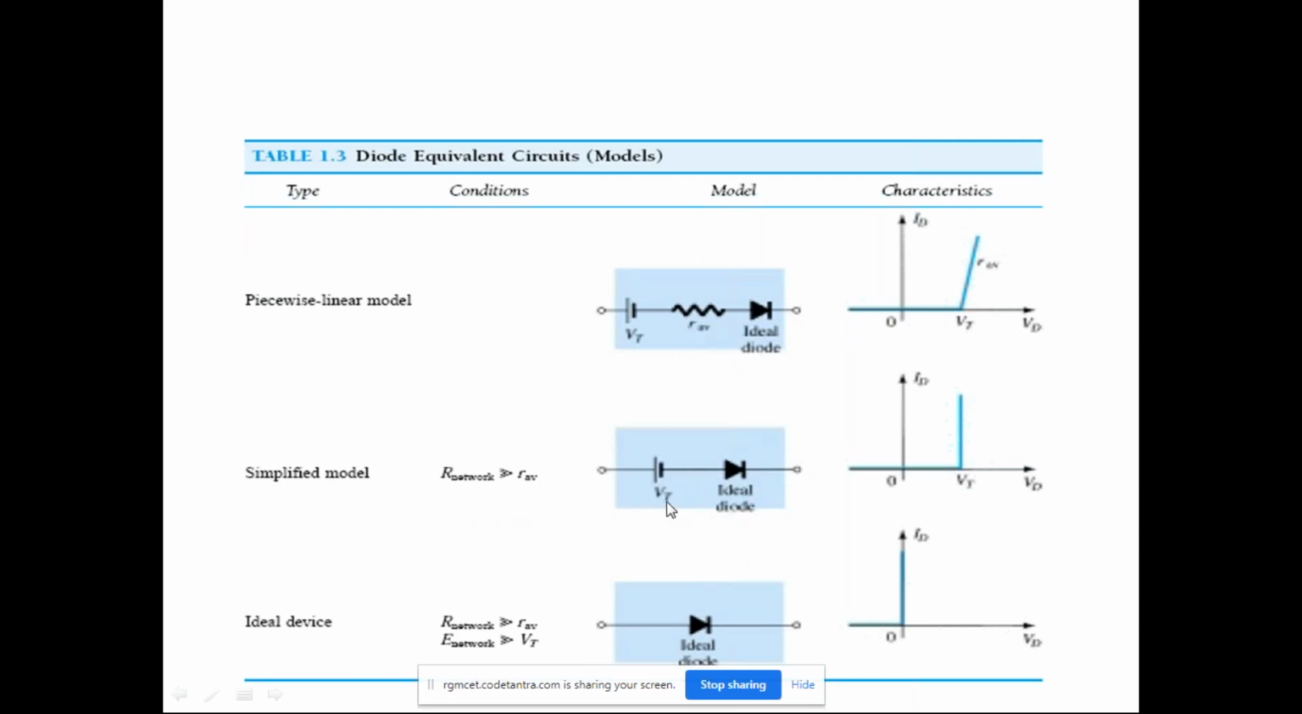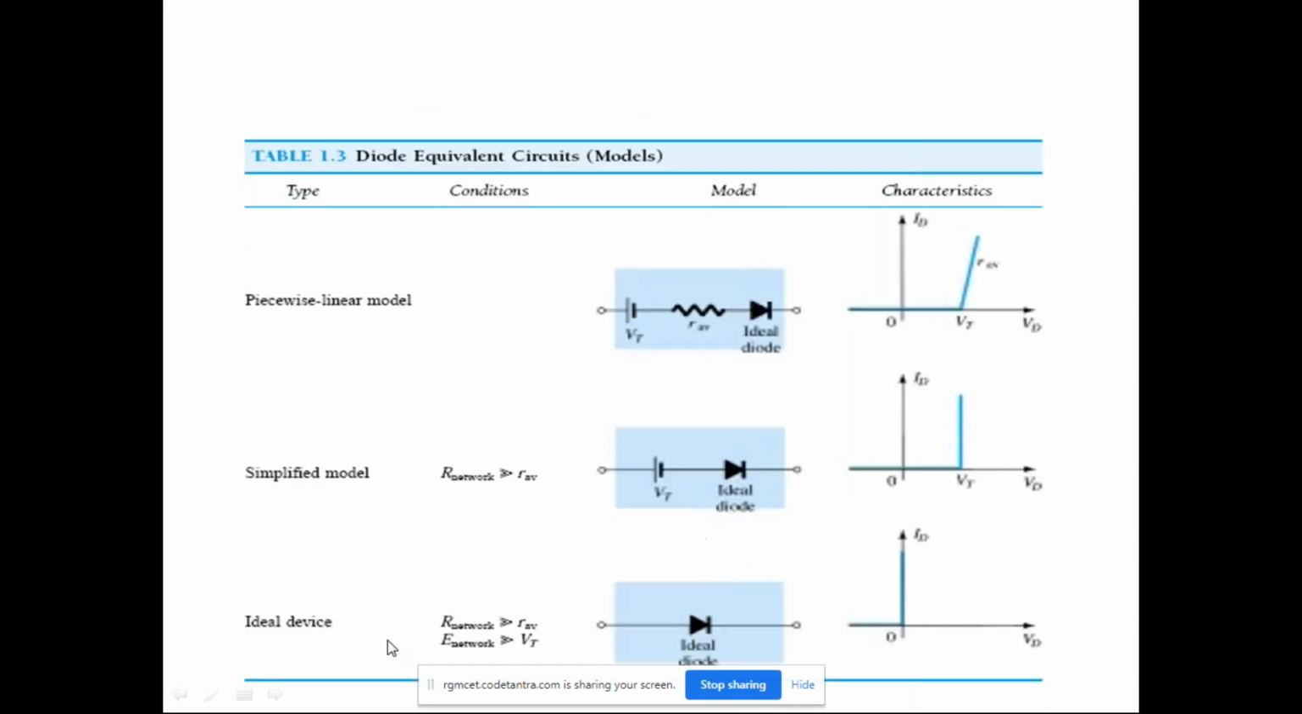Now the simplified model: V gamma and an ideal diode. Here it does not consider the diode forward resistance, so the graph is a vertical line. Whereas in the first case, it considered the dynamic resistance. Dynamic resistance changes with respect to input. That's why as V changes, I also changes. Whereas in the second case, it did not consider the dynamic resistance, so the graph is a vertical line.